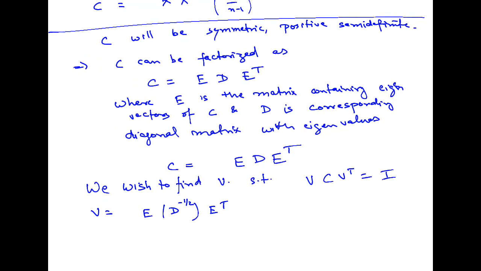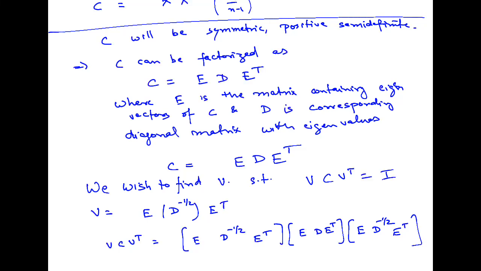Let's check whether this does it or not. So V C V transpose is E D to the power minus 1 by 2 E transpose, and now I put the value of C, which is E D E transpose, and I put the value of V again. And E is a complete matrix of all the eigenvectors. So E transpose E becomes equal to, sorry. Yes, thank you.